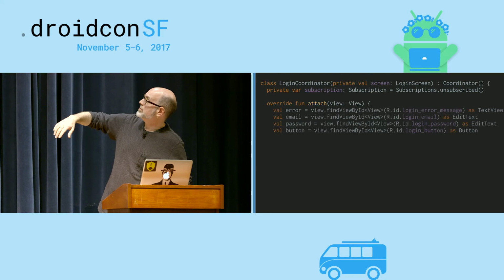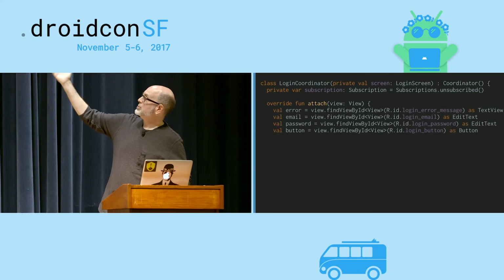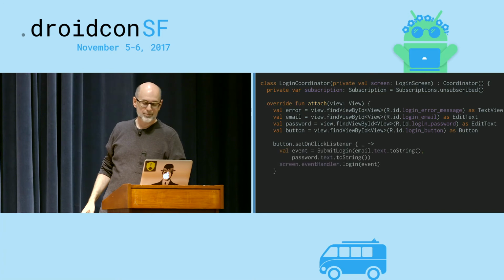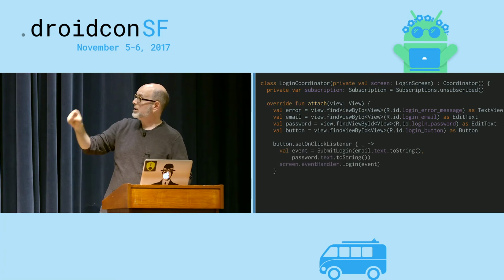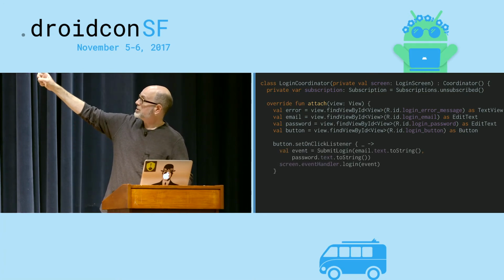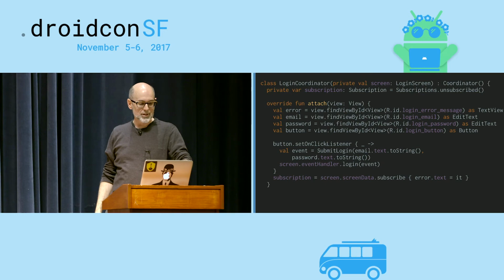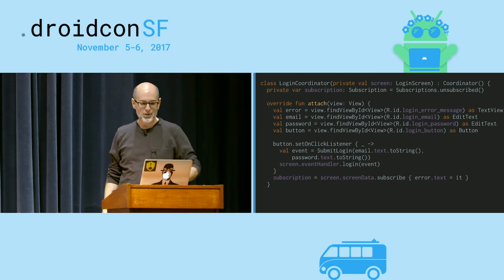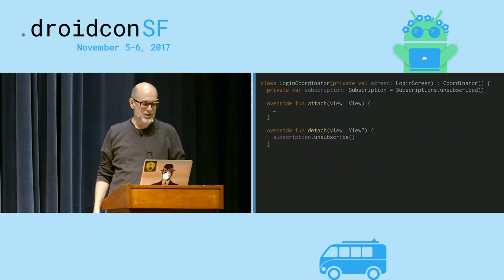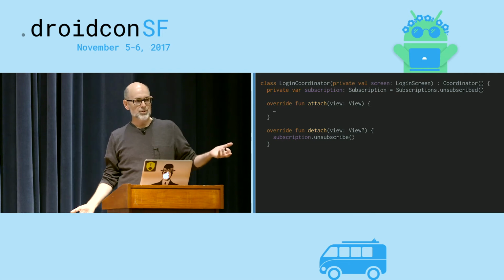So our login coordinator here is going to set itself up. It'll be told to attach to a view. It'll do all of the usual stuff of find views by IDs and set them into variables. It'll set up a click listener, so when somebody actually hits our login button, we'll actually talk to that event handler thing that came in with our screen object and tell it that the login happened. And we'll hold on to a subscription to that screen data so we can render any errors as they show up. When we detach, we tear down that subscription.